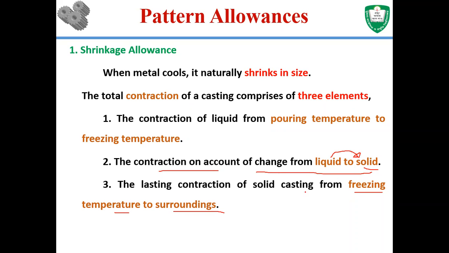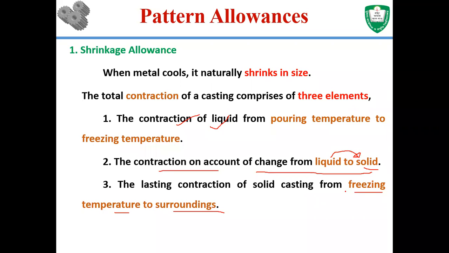So for the first two contractions, the first one from pouring temperature to freezing point temperature, we can get extra material supply from the riser or pouring basin. Okay, we can compensate this contraction. In the second contraction, from liquid to solid state, this can also be compensated.